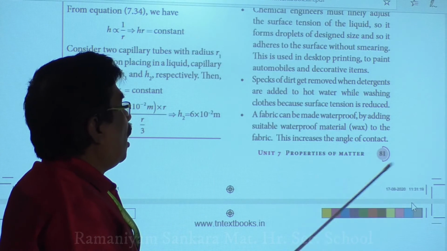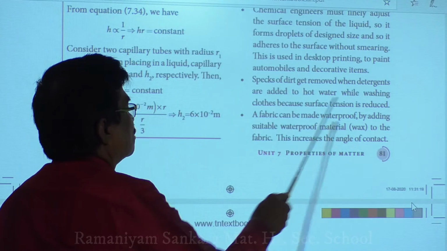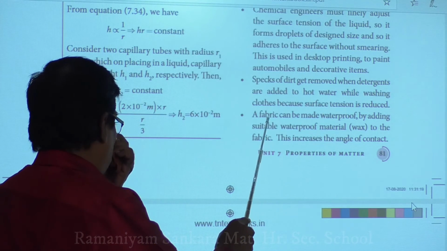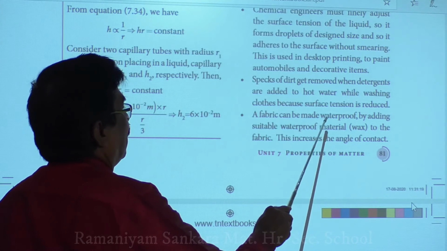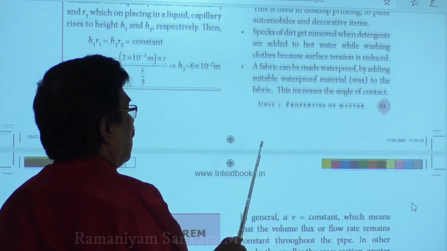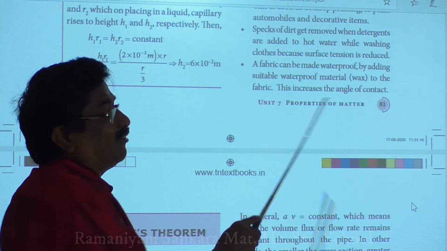So, if you want to remove dirt, you can use hot water while washing clothes because surface tension is reduced. Then the last one: a fabric can be made waterproof by adding a suitable waterproof material, like wax. This increases the angle of contact. Fabric means cloth.